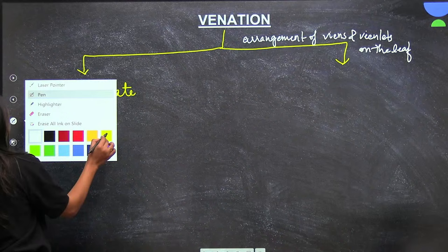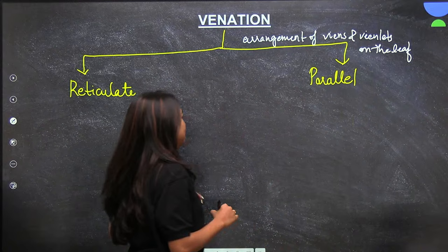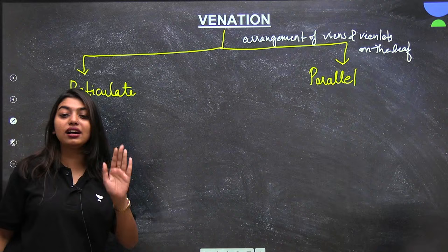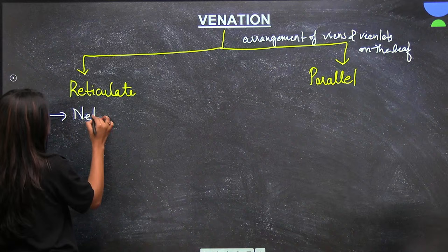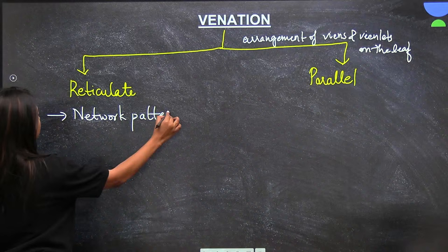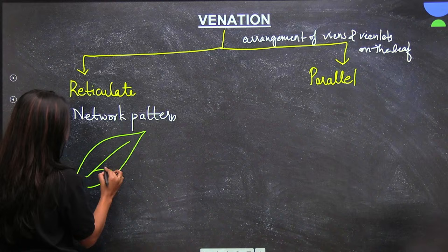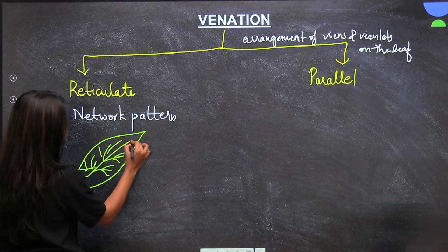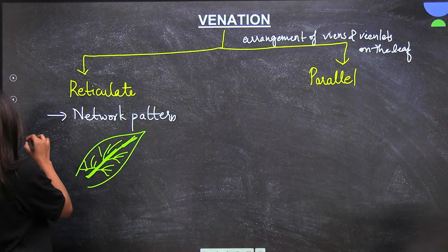Reticulate venation. You have studied all this, so that's why I am going a little faster. Now, talking about reticulate venation, veins and veinlets are arranged in the network pattern, right? Network pattern, like this. This is how it will be formed. Got it? This mid portion is called your midrib. That will be thick.